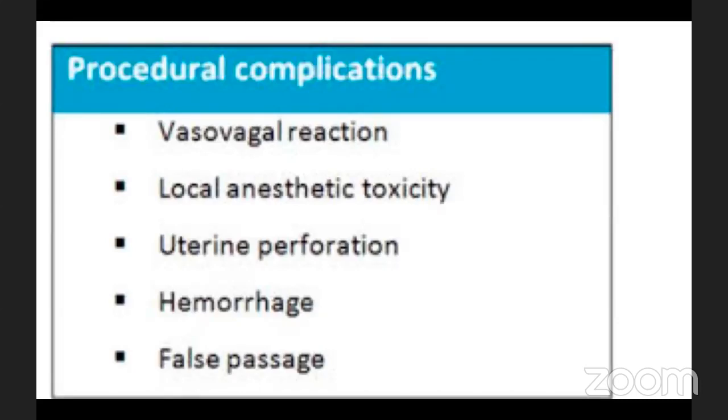but I'll just go quickly over them. You can get a vasovagal reaction when you're trying to introduce the scope, when you're stretching the cervix, trying to dilate the cervix. You can get local anesthetic toxicity. You can get uterine perforation. I'll talk a bit about uterine perforation. You can get excessive bleeding, sometimes due to trauma on the cervix, or sometimes due to you trying to dilate the cervix. You can actually start hemorrhage there. And sometimes you can create your own false passage where the cervix is tight.